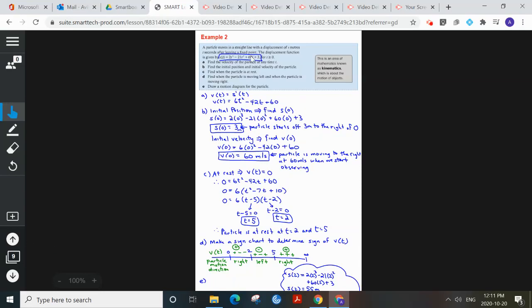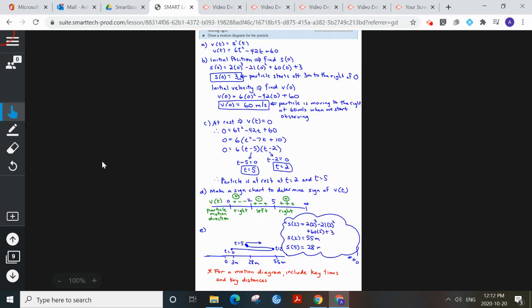Hello, everybody. We're going to continue talking about section 17A, kinematics. In our last video, we were working through example 2, but we didn't actually get to draw a motion diagram for the particle. So I just wanted to show you what that looks like.